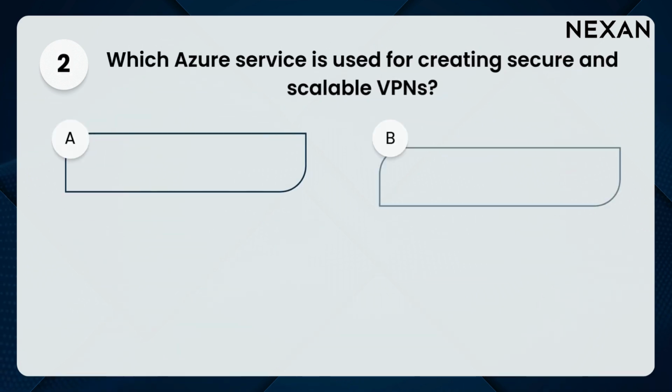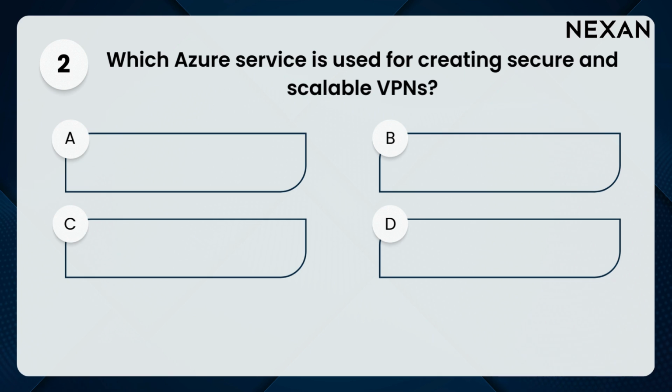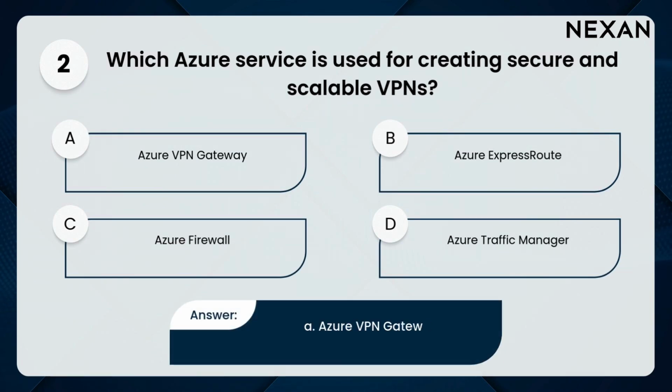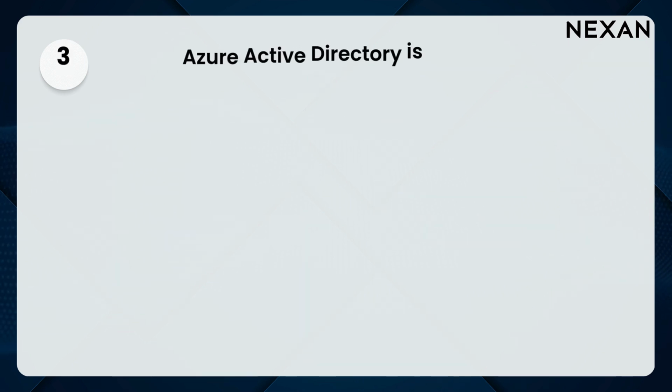2. Which Azure service is used for creating secure and scalable VPNs? A. Azure VPN Gateway. B. Azure ExpressRoute. C. Azure Firewall. D. Azure Traffic Manager. Answer. A. Azure VPN Gateway.